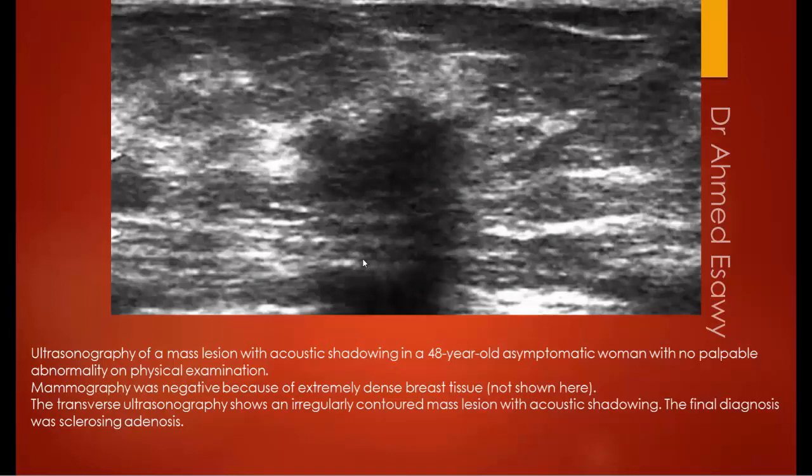This is an old woman, asymptomatic, with no palpable abnormality on physical examination. Mammography is negative because of extremely dense breast tissue. Ultrasound shows an irregularly contoured mass with acoustic shadowing. Final diagnosis: sclerosing adenosis. As this is difficult to differentiate from carcinoma, dedicated biopsy and tissue study are needed.